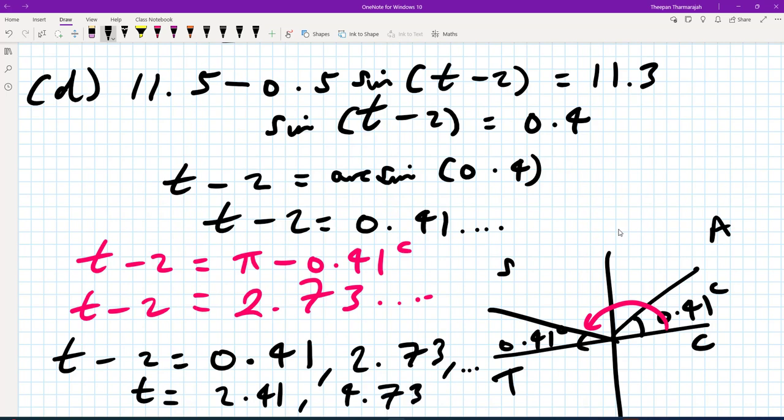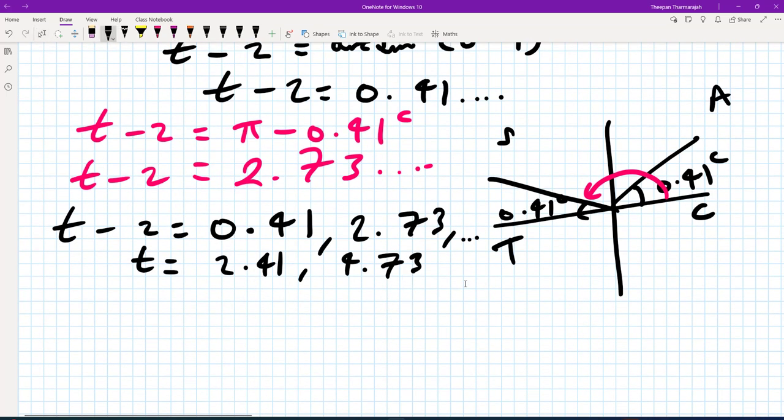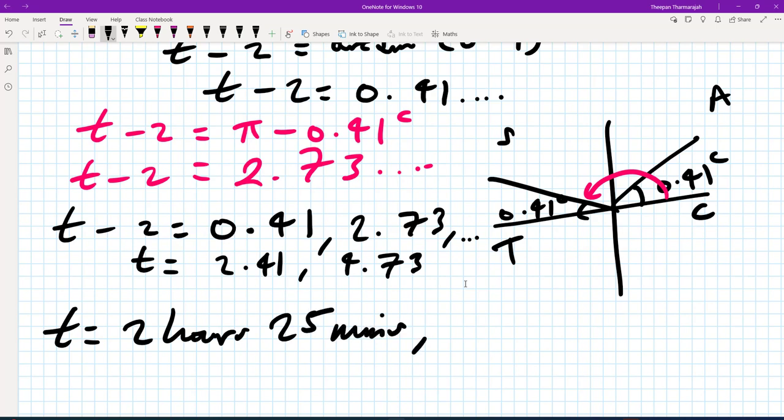But if we used that button I showed you on the calculator, you would get your answer as follows. You would get it as 2 hours and 25 minutes followed by 4 hours and 44 minutes.